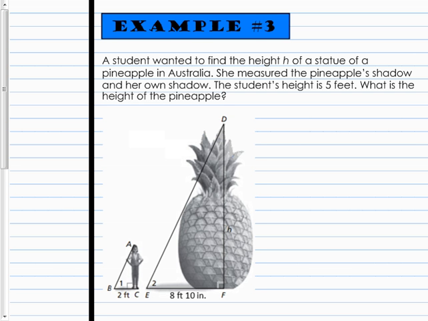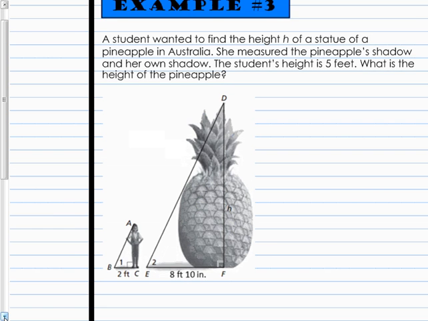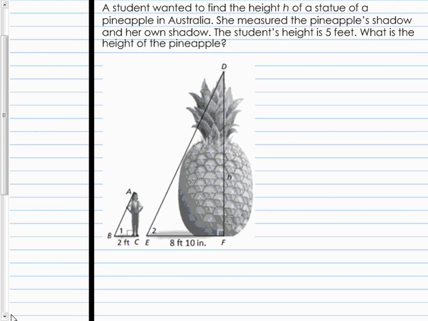Example number 3. A student wanted to find the height H of a statue of a pineapple in Australia. She measured the pineapple's shadow and her own shadow. The student's height is 5 feet. What is the height of the pineapple? Now I'm going to help set up the ratio, but I'd really like to see you do this on your own. Okay, try to do the math on your own.